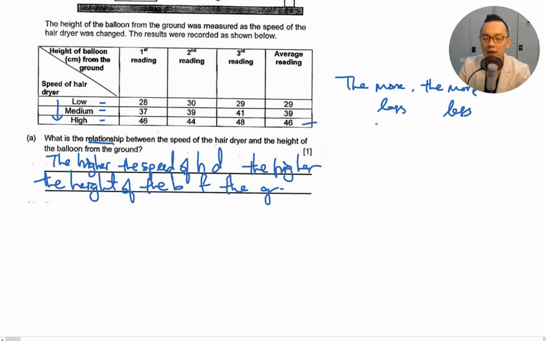All right. So again, grammatically, let your sentence make sense. So it's not the more the speed of the hairdryer, the more the height of the balloon from the ground. Okay. So tweak it such that it makes sense. That's all I'm saying. It makes grammatical sense. But in essence, the meaning is this part is actually the more, and then this part is also the more, the more. Okay, so this answer is one of the more kind of question or answer.